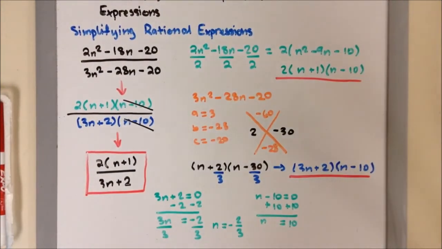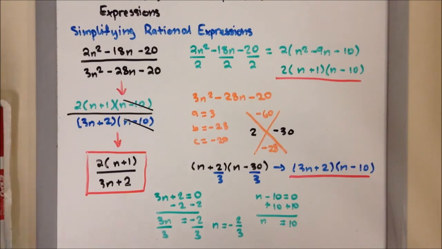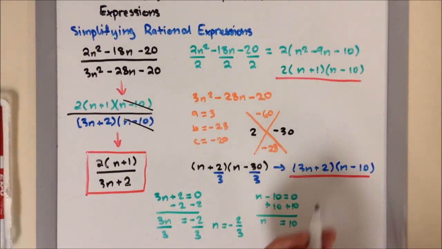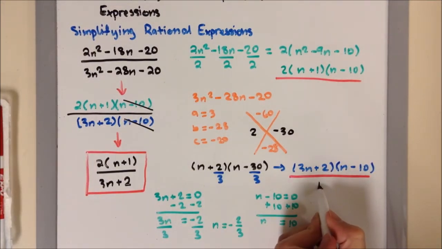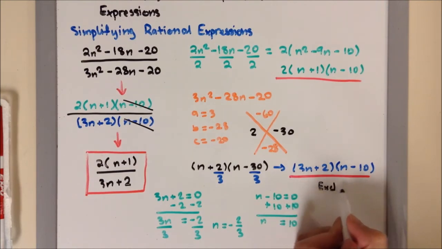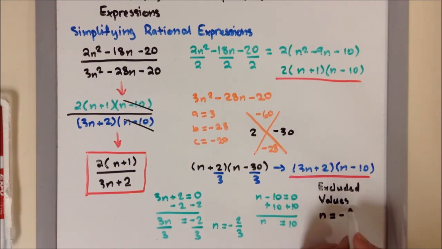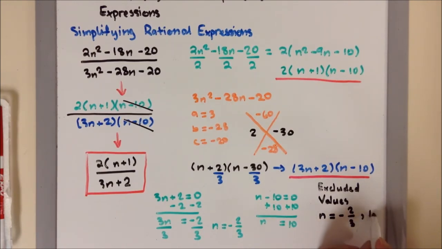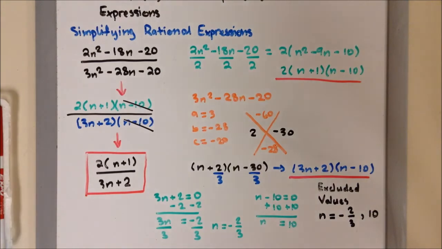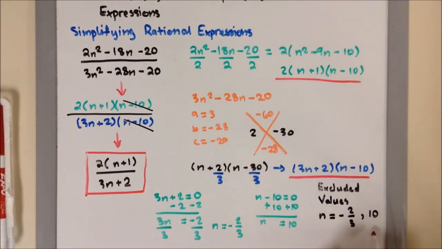Now, I'm going to write excluded values right here, where n is equal to negative 2 over 3 and positive 10. So that would be our answers for excluded values.